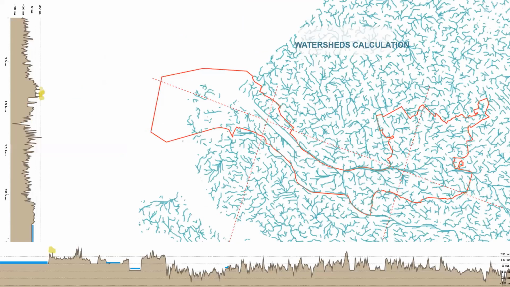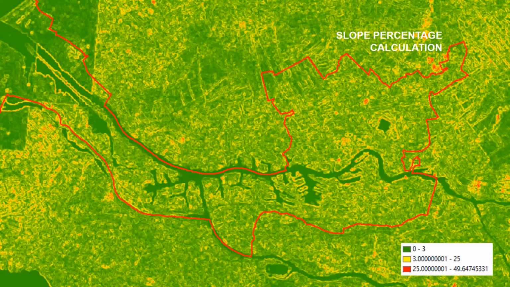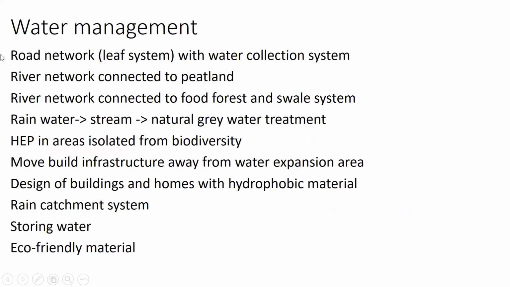And so for the water management system, we can create a road network like a leaf system with a water collection system and a river network connected to a peatland, and the river network connected to a food forest and a swale system. So then we have rainwater, stream, natural grey water treatment, and hydroelectric power in areas isolated from biodiversity. And we move the infrastructure away from the water expansion area.